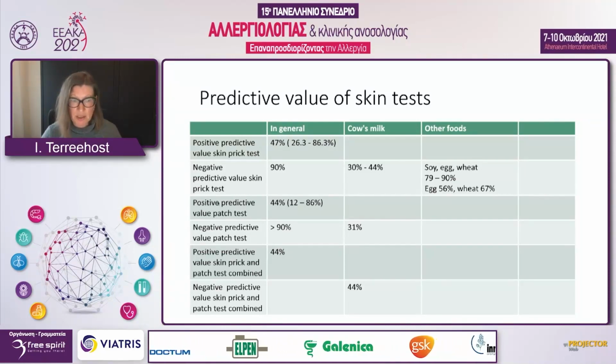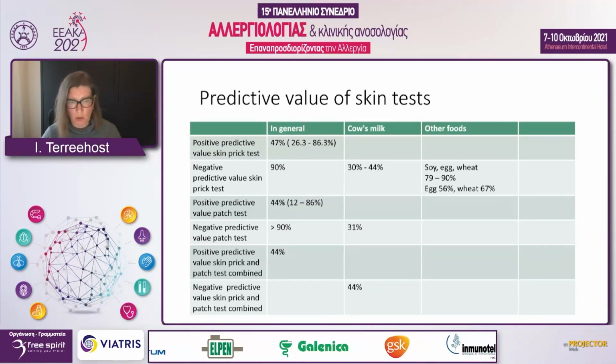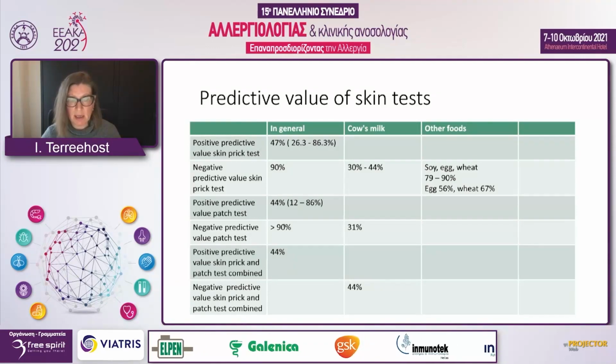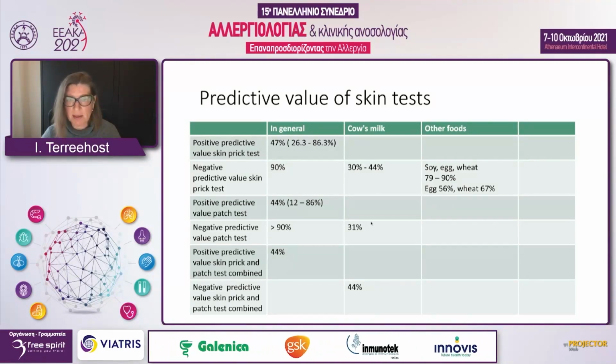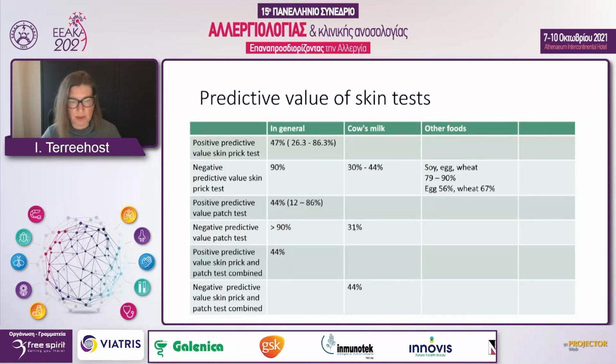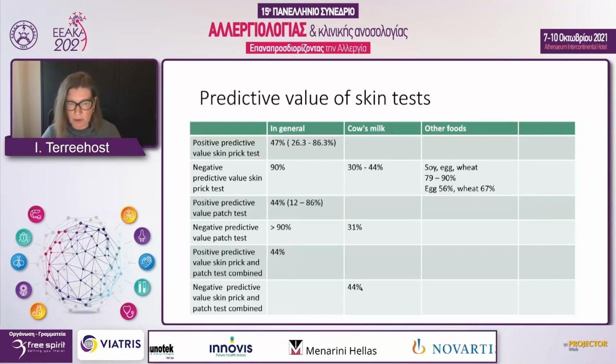So, do the patch tests actually do any better? No. Again, on average, 44%. In general, negative predictive value, 90%. Cow's milk, 31%. When you use a combination, for the positive predictive value, the combination of skin prick test and patch test, again, around 44%. For cow's milk, the negative predictive value is about 44%.